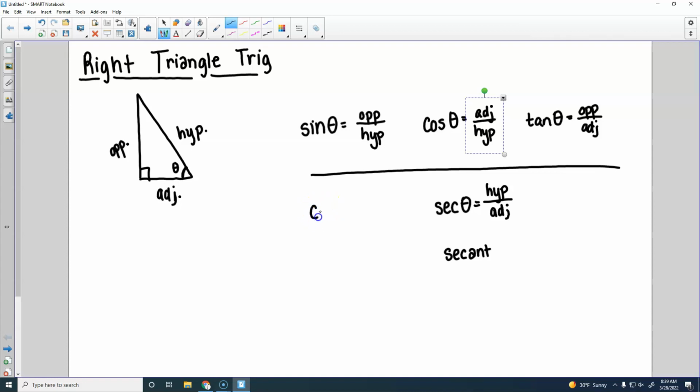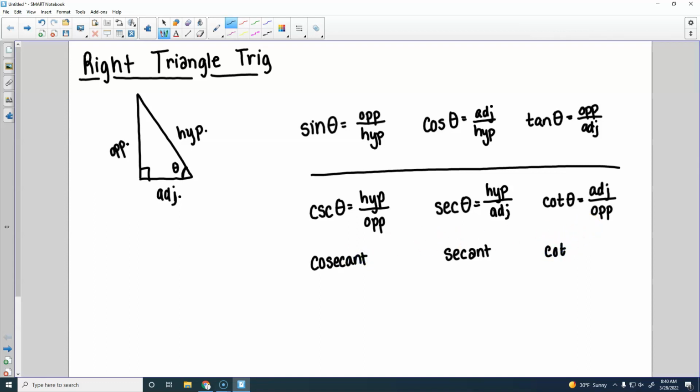We also have cosecant, which is hypotenuse over opposite. And then we have cotangent, which is adjacent over opposite. So cosecant and cotangent. Those are new.